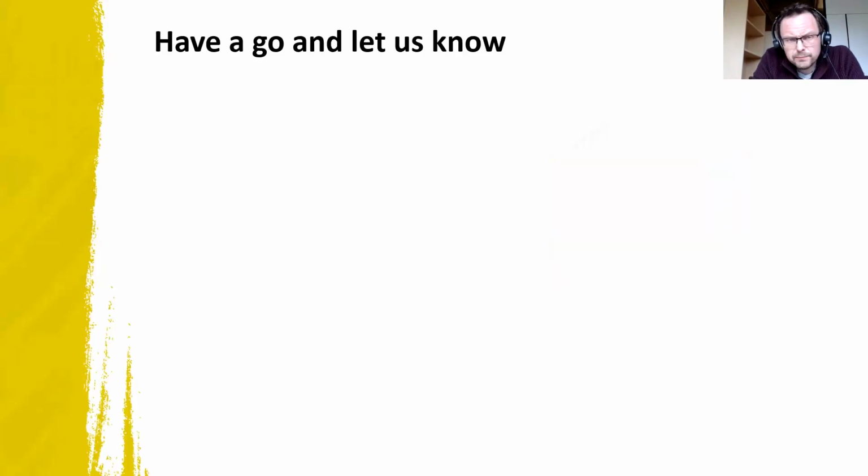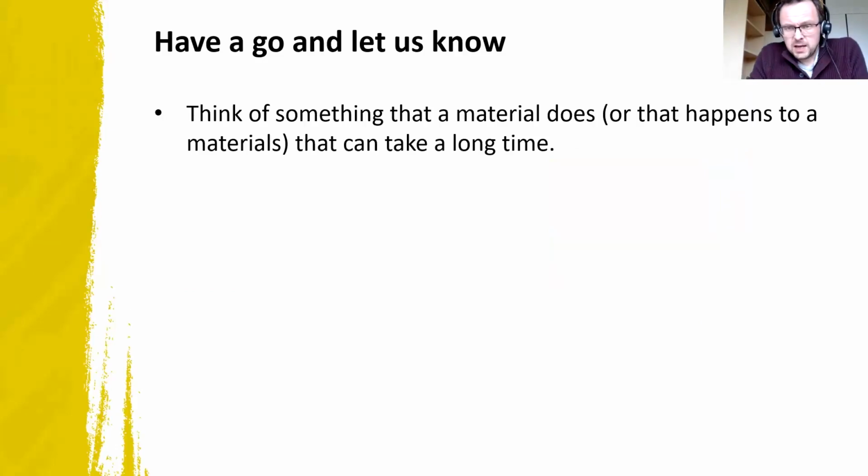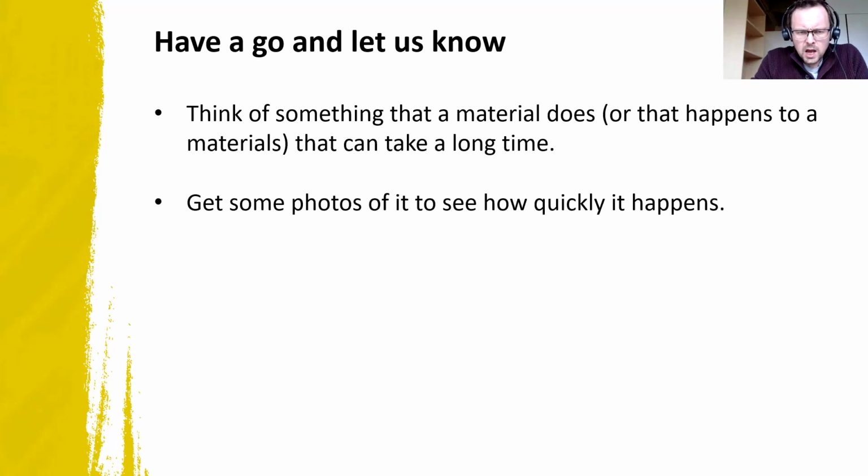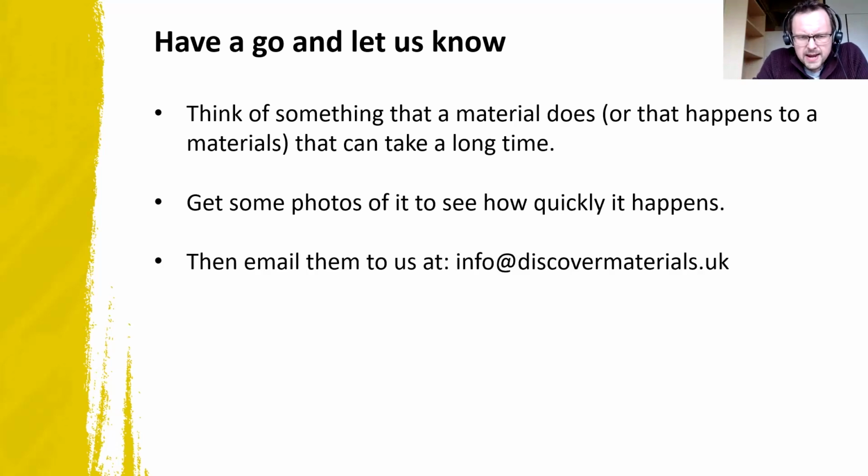So there's some examples of some materials over time. Now it's your go. You can have a go at some stuff at home. What we'd like you to do is to think of a material or something that happens to a material over a long period of time. Get some photos of it to see how quickly it happens, and then email them to us at info@discovermaterials.uk, and then we can put them up on our website. But here's some ideas.